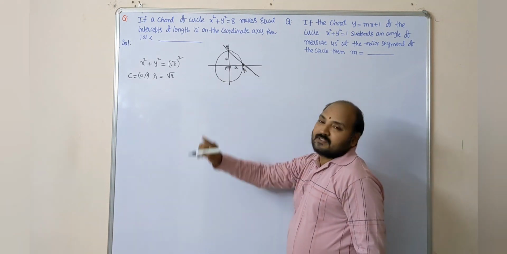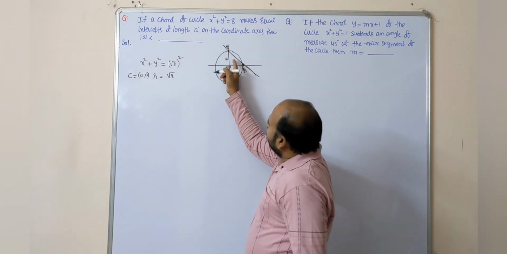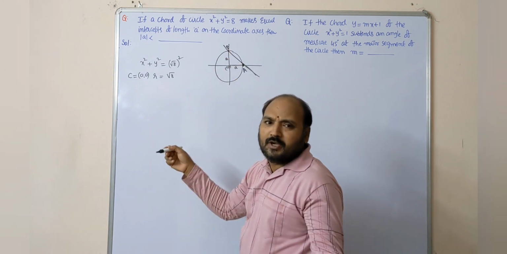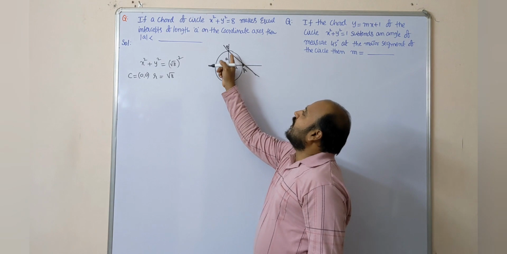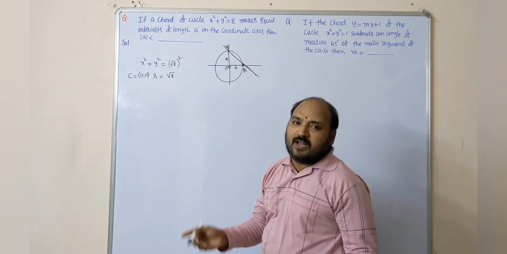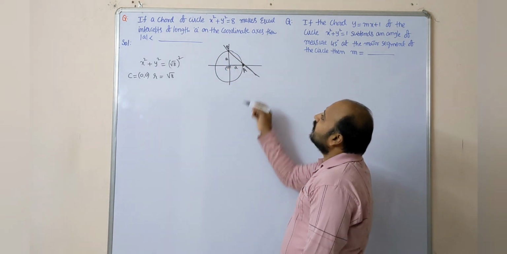Why are we drawing like this? Sir, why can't we take it like this? Why can we take like this also? No, we can take it. Equal lengths they are saying here, both are positive. If you take this one positive and this one negative, it is the same if you consider length.